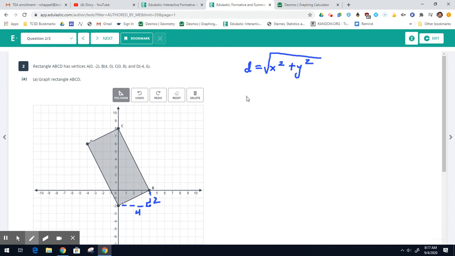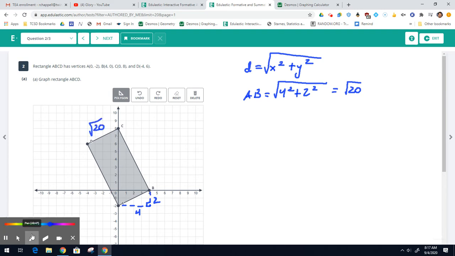So to find the length of AB, it's going to be the square root of 4 squared plus 2 squared. That is 16 and 4, which is 20 under the square root. That's not a perfect square. So this side is the square root of 20, which would also be this side. So we have square root of 20.